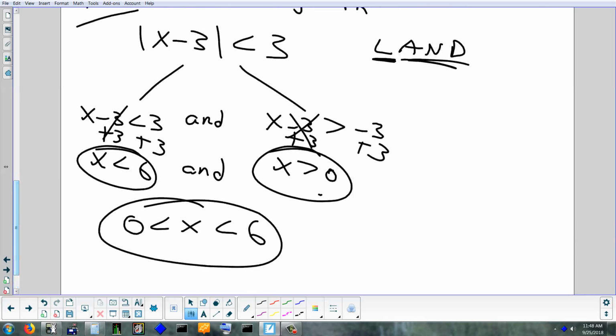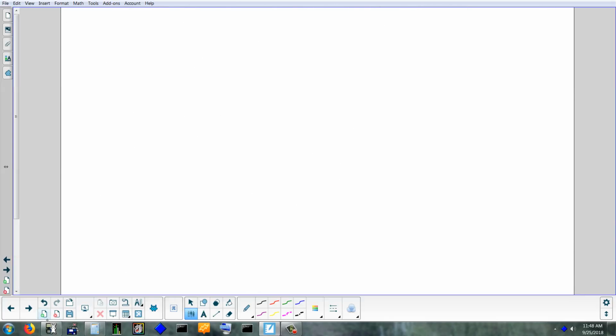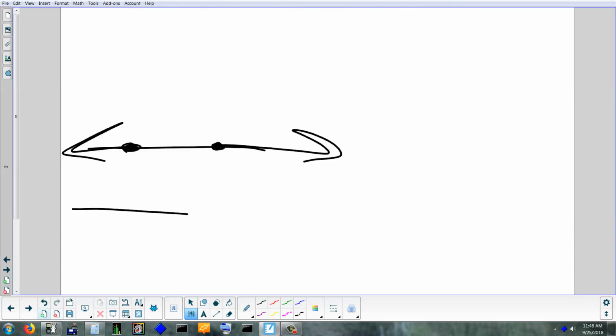So when you have an and, a lot of times you end up shading between. When you have an or, like if I flip this around the other way, you usually end up shading in opposite directions. So ors usually look something like this. Might have a closed circle, and you shade like that, versus an and, could be an open or closed circle, but you usually shade in between. Usually.